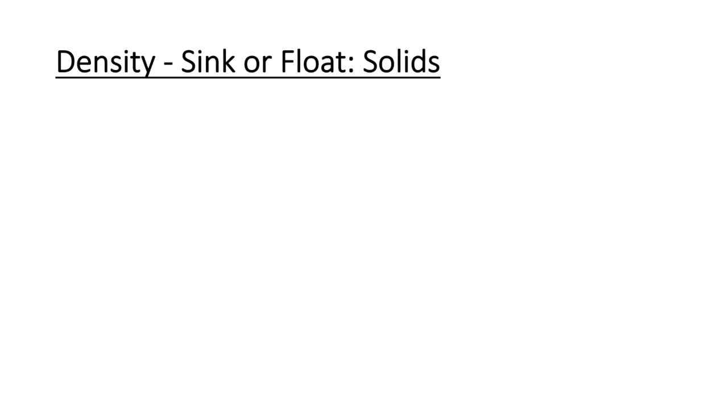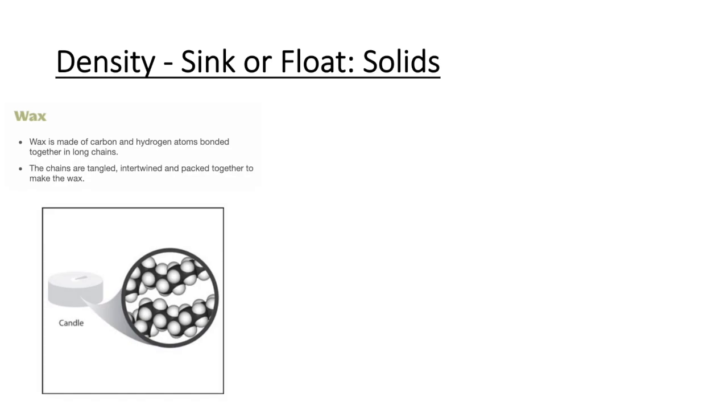So before we show you that demonstration, I just want you to look at these molecules and then make a prediction on what's going to happen, how will the wax and the clay behave when they're dropped into the water. So first up we have the wax, and here you can see the molecules of the wax. Wax is made up of carbon and hydrogen atoms that are bonded together in these long chains, similar to what you're seeing here on the screen.